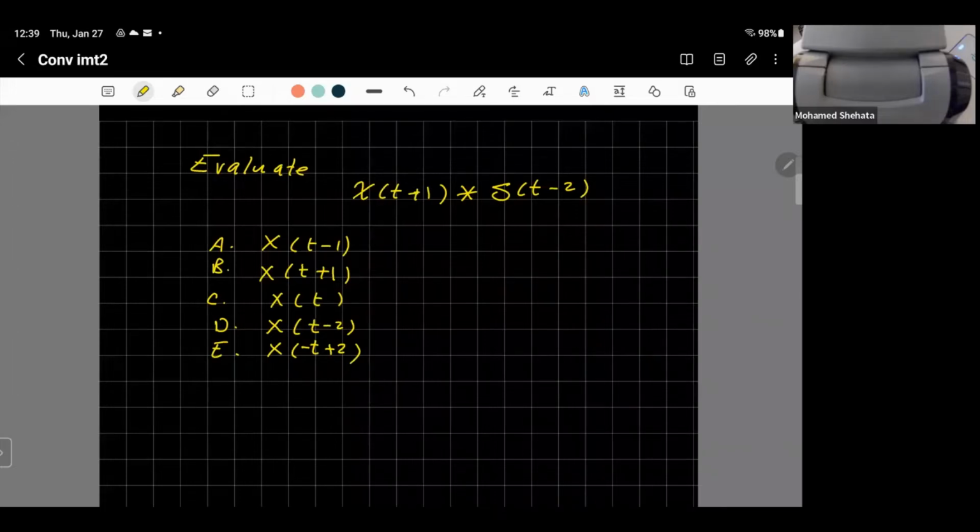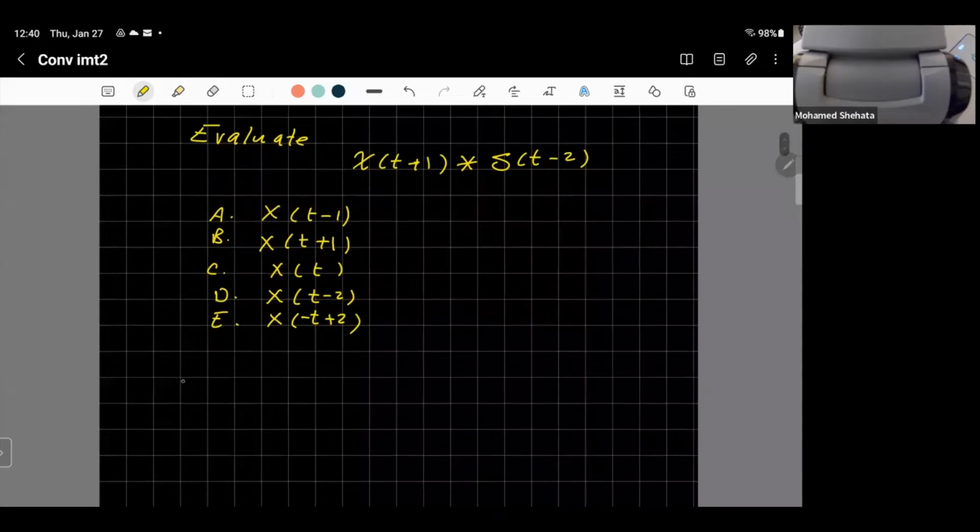To solve this one, we want to find the value of the convolution, not actually the value, but the right expression. You are going to choose the right expression. It means you have to convert the convolution into an integral. So how to do the integral? Let me write here x(t + 1) convolved with delta(t - 2). You have two choices: you replace one function by t minus tau and the other one by tau.